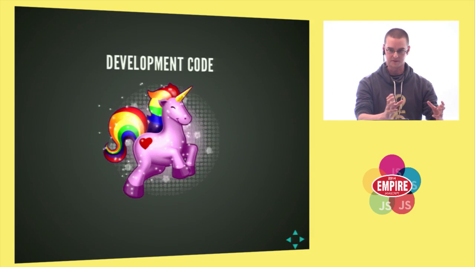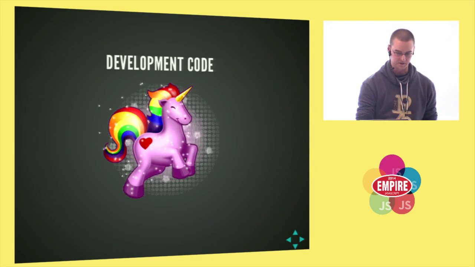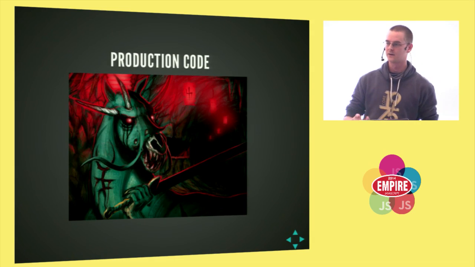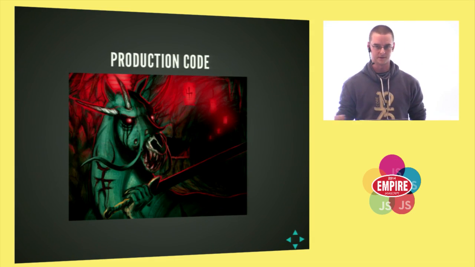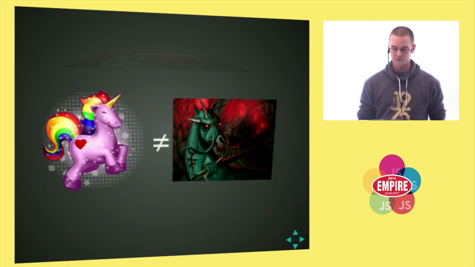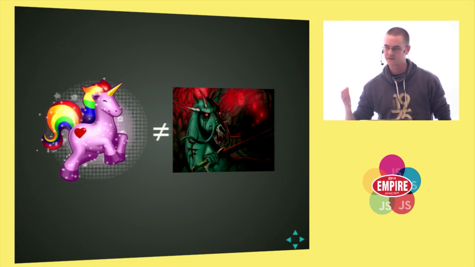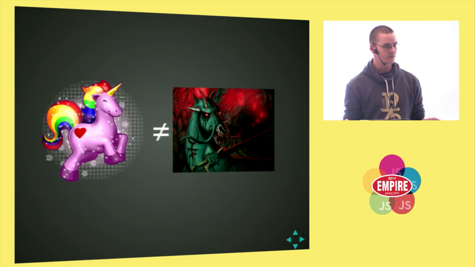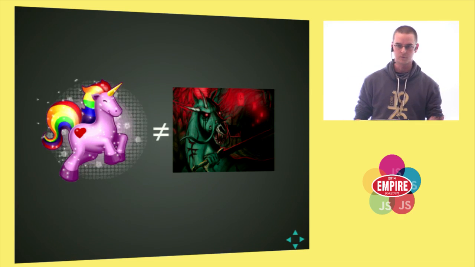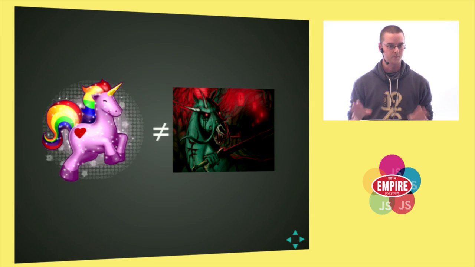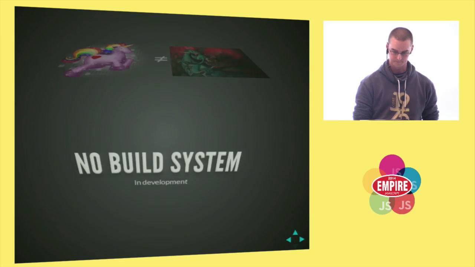Then your build system comes in and makes it into something completely different. This is your production code. This is not something you should show your juniors to try to teach them JavaScript. It's something that you don't want to touch as a human. So you have your development code, which is definitely not equal to your production code. They have completely dissimilar properties. Your development code is human readable, and your production code is machine readable. So that's important to keep in mind for later.